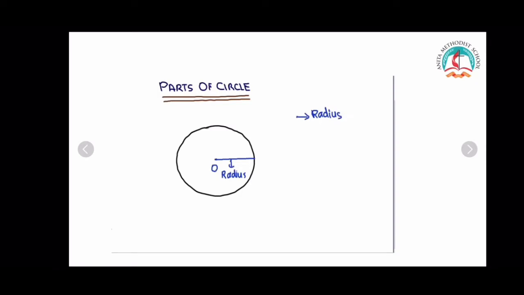Next part of the circle is the boundary of the circle. What is this? Boundary of the circle is basically the circumference of the circle. This boundary is called the circumference of the circle. Circumference of the circle is actually the perimeter of the circle.